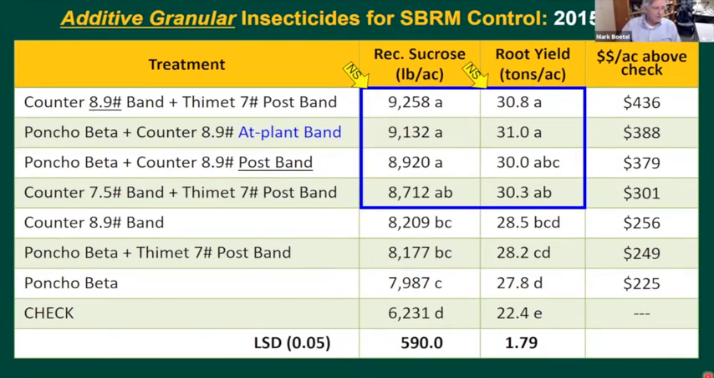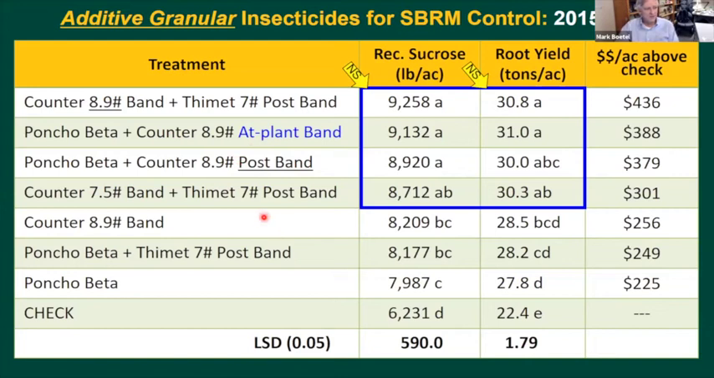This first one involves at plant protection plus a single granular application at post-emergence, or a single at plant granule along with a seed treatment. And again, I've got the significance letters here indicating differences between treatments. Any treatments within a column that share a letter are not statistically different from each other. To make this easier to read, I put the blue rectangle in there. Essentially, these top four treatments were not statistically different from each other with regard to either recoverable sucrose or root tonnage, and provided some pretty good returns on investment as well.